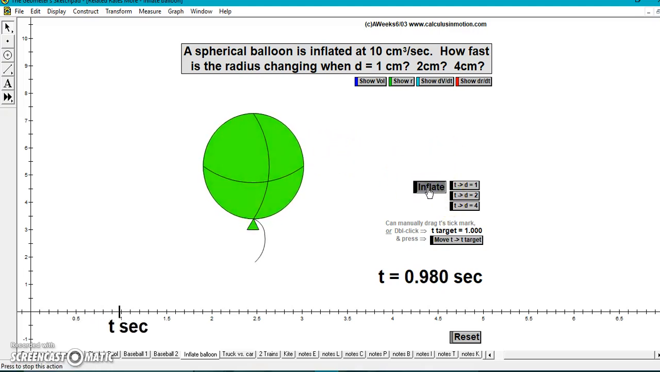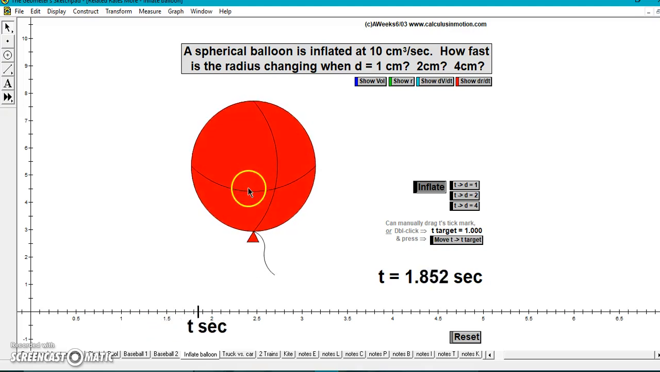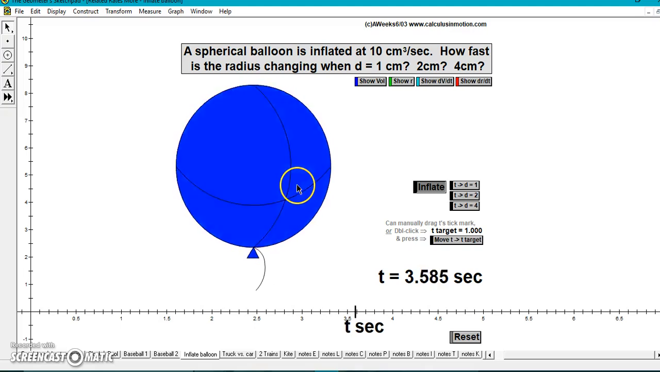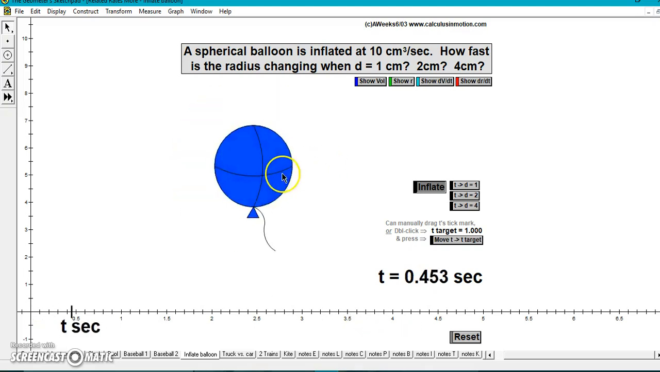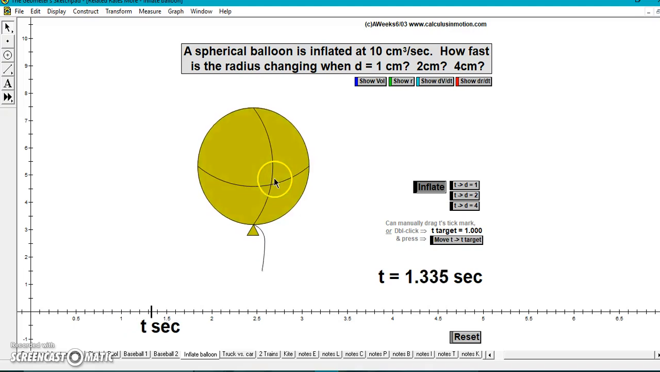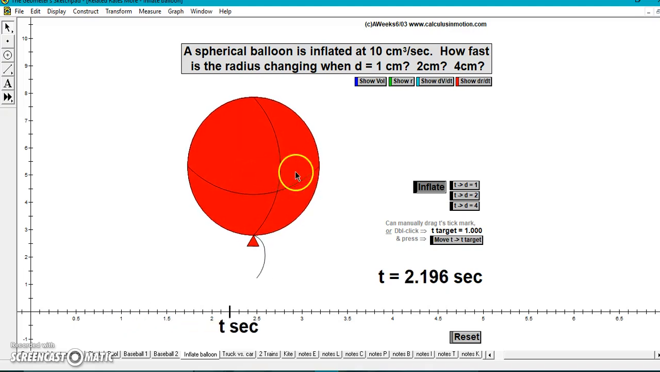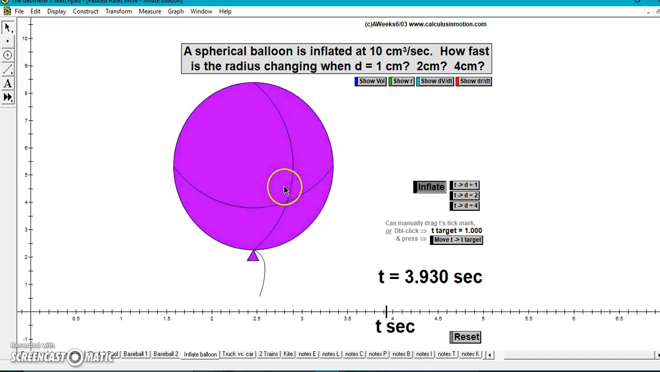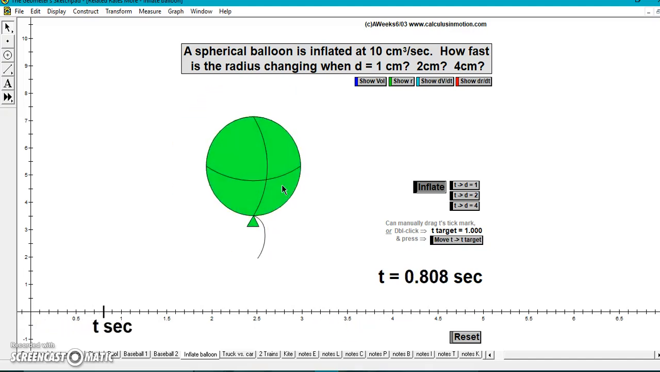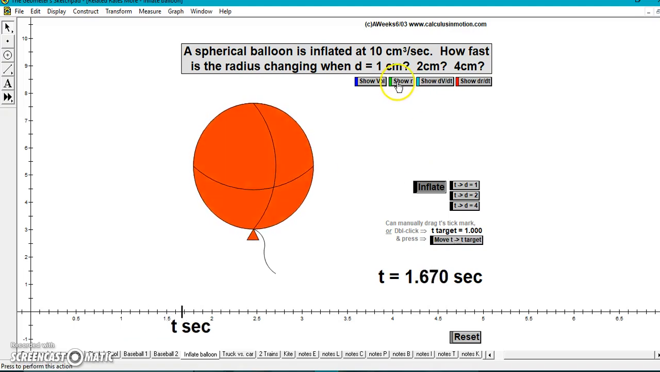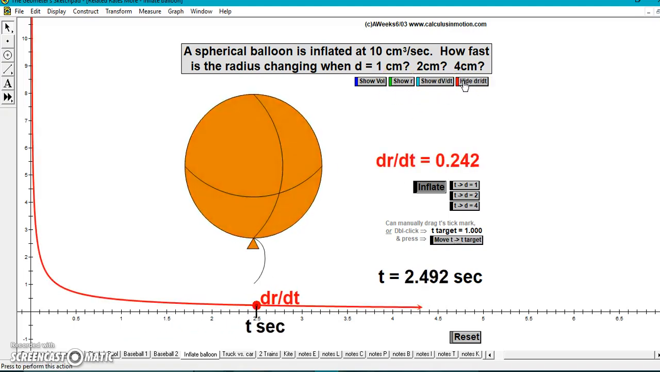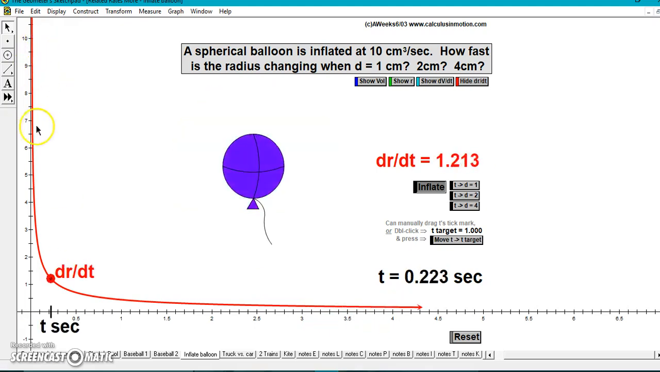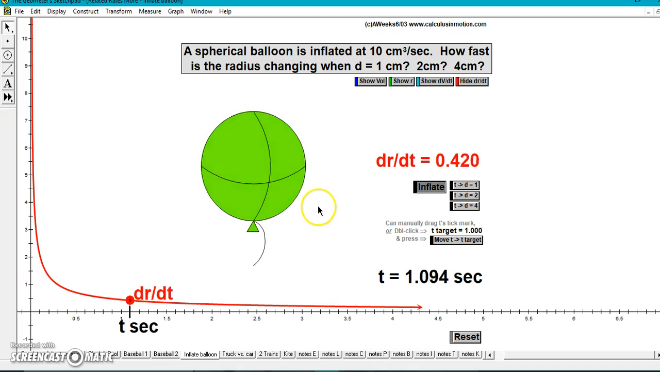So let's actually inflate this thing. Check out these amazing visuals. And notice as the balloon gets larger and larger, the rate of change of the radius is not as quick. So when you first start blowing up a balloon, the rate of change in the radius is very quick. It grows very, very obviously. And then as you start blowing more and more of the balloon up, the rate of change in radius is a lot less. So if I show the rate of change in r, at the very, very beginning, it's very quick. And then it levels off here as the balloon gets larger and larger.